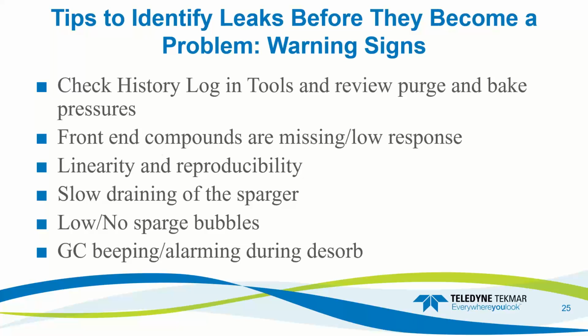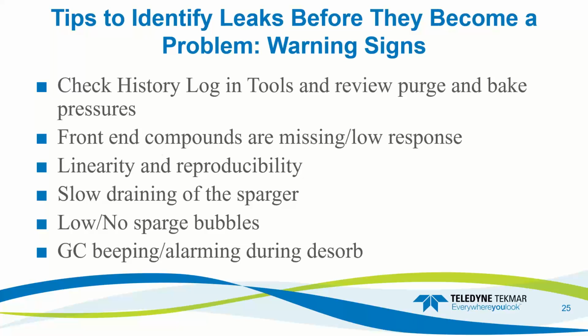And some of these topics we've already kind of covered today, but to tie it all together, you probably could have a leak if you're missing or have a lower than usual response on your front end compounds like the gases. This can be especially true in soil mode if the vial cap isn't on tight enough, and I'll show you an example of that. If your linearity and reproducibility are off, you could have a leaky drain valve, which could lead to too much water in the sparger and not enough sample.